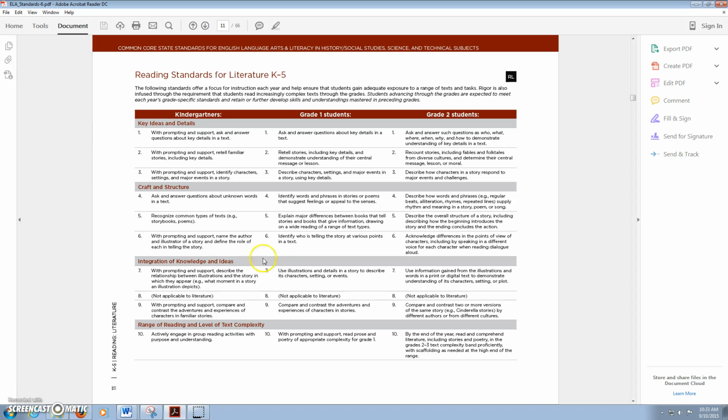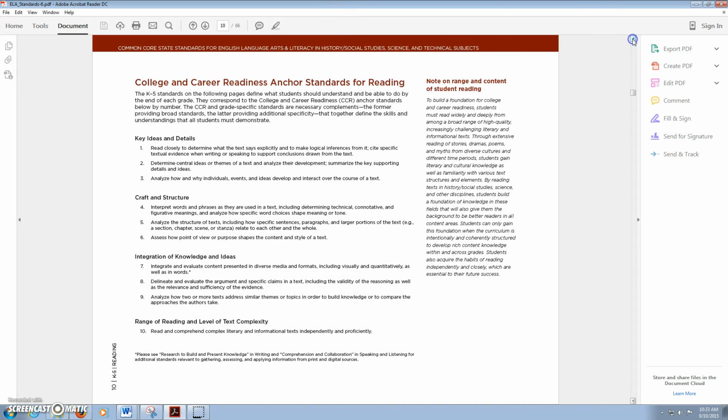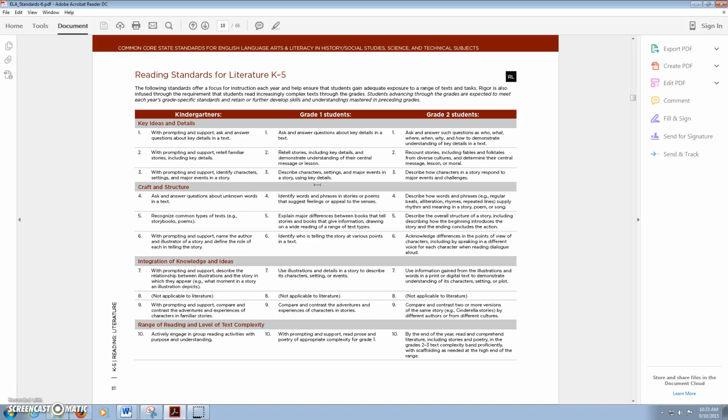So, this standard here, number 1, for kindergarten, you can see that these are divided into columns according to grade level. Kindergarten, grade 1, and grade 2, and so forth. So standard 1 for kindergarten is, with prompting and support, ask and answer questions about key details in a text. So if kindergartners are able to achieve that standard by the end of kindergarten, they are on the right path for achieving this anchor standard, number 1, that they need to achieve by the end of high school.